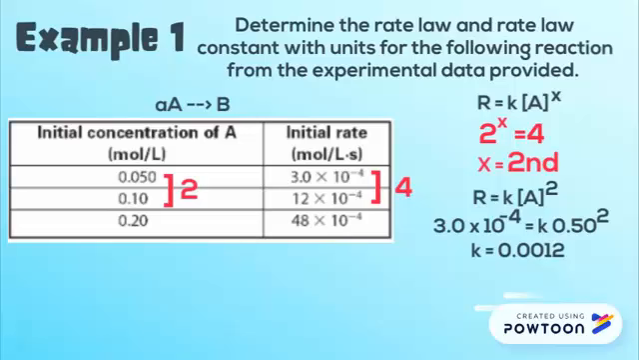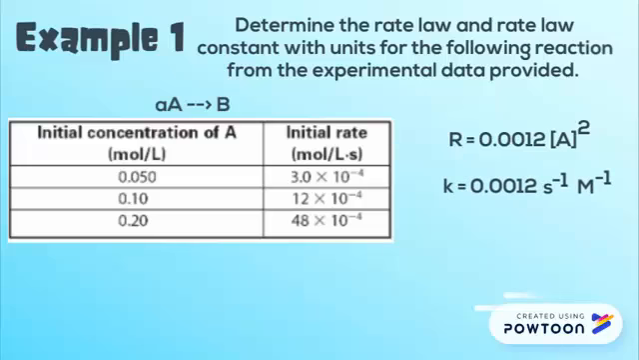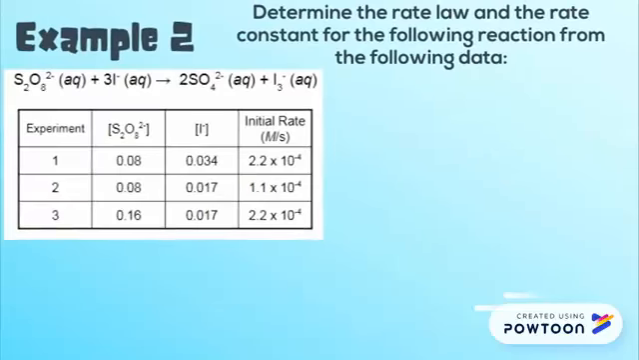Last, we want to find the units for K. So to solve for K, we took the rate divided by our concentration squared. So rate, molarity per second, divided by molarity squared. One of the molarities cancel, and we're left with s to the -1, M to the -1. And we have our final rate law for this reaction and our rate law constant with units. Pause the video and try example number 2 on your own.